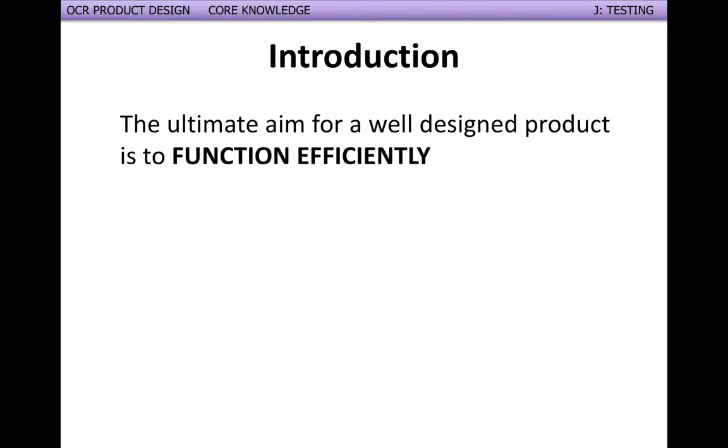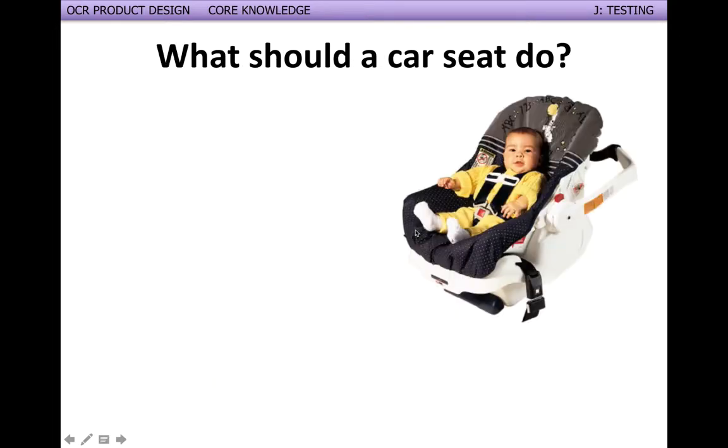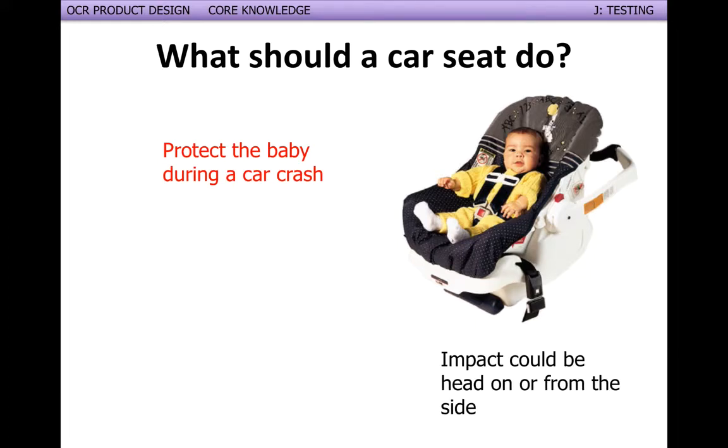So ultimately, we're going to start this presentation off by looking at what a well-designed product is expected to do, and that is to function efficiently. Okay, it needs to do everything that it said in its specification. It needs to work. It needs to work well. So if you take a second now, think, what's the one single thing that a car seat should do? Hopefully you said protect the baby during a car crash. If you had to say one thing, that would be the one thing that it has to do.